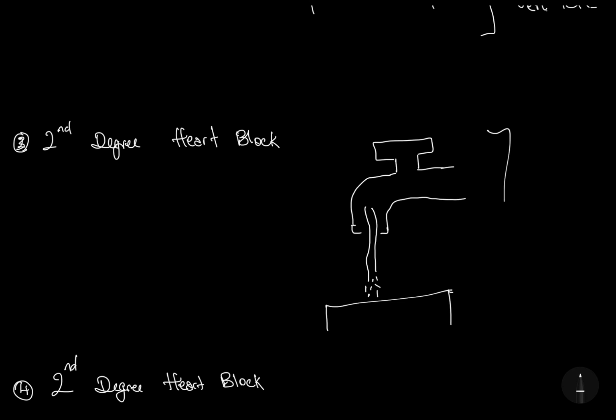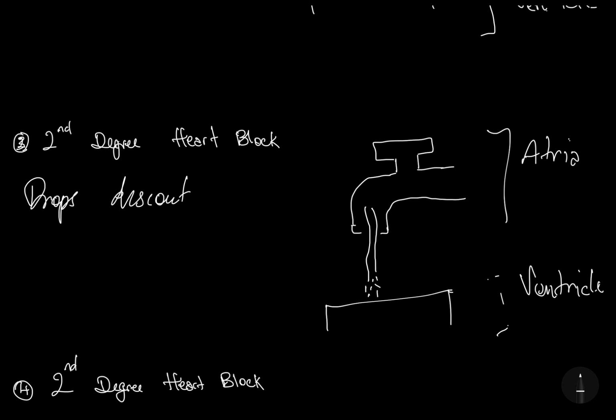So before it was continuous, now electrical activity is discontinuous. Electrical activity coming from the atria has now been discontinuous, and there it drops. So that's the big takeaway in second degree heart blocks, is that there are drops. Drops, discontinuous.